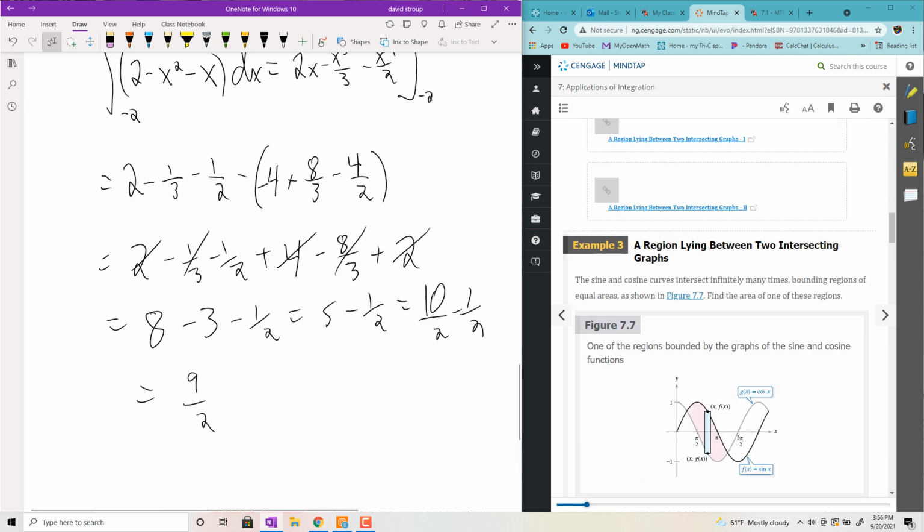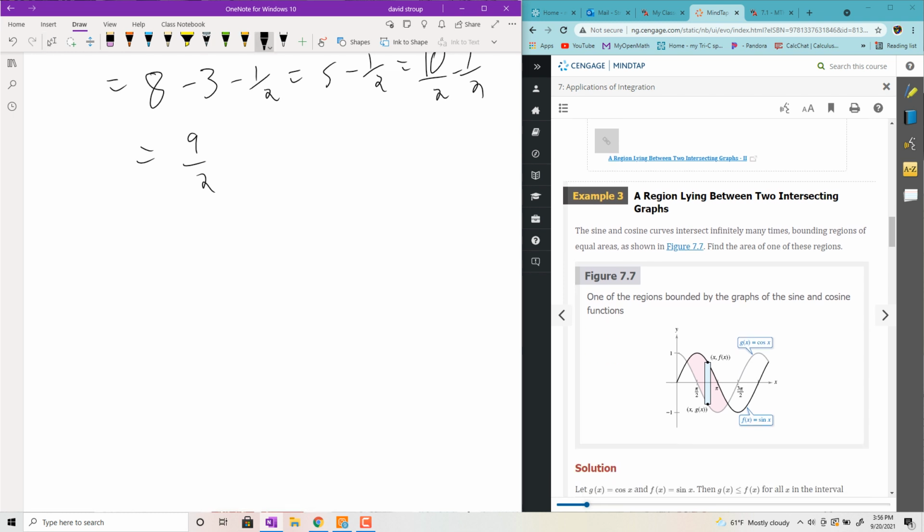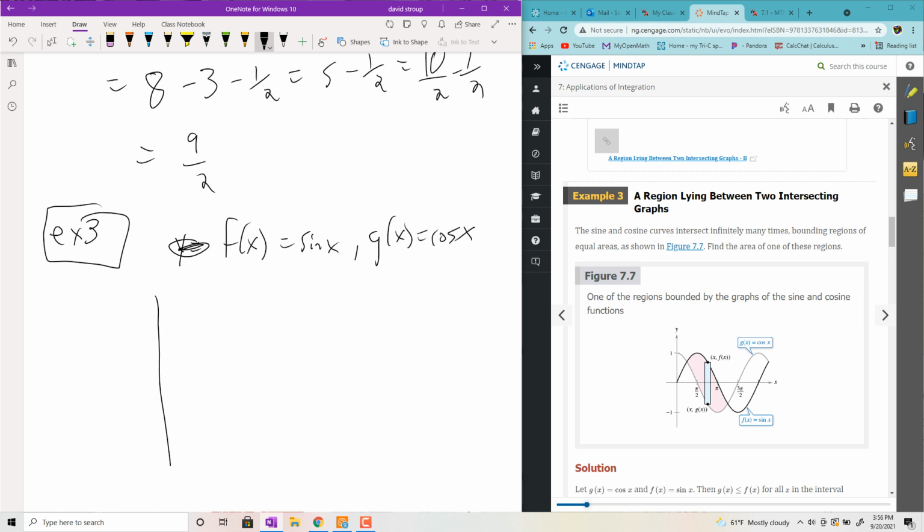Let's look at another one. This one we have find the region between. They want to find this purple region here in figure 7.7. So example 3, we have f of x is sine of x, and g of x is cosine x. Let's go ahead and graph them.